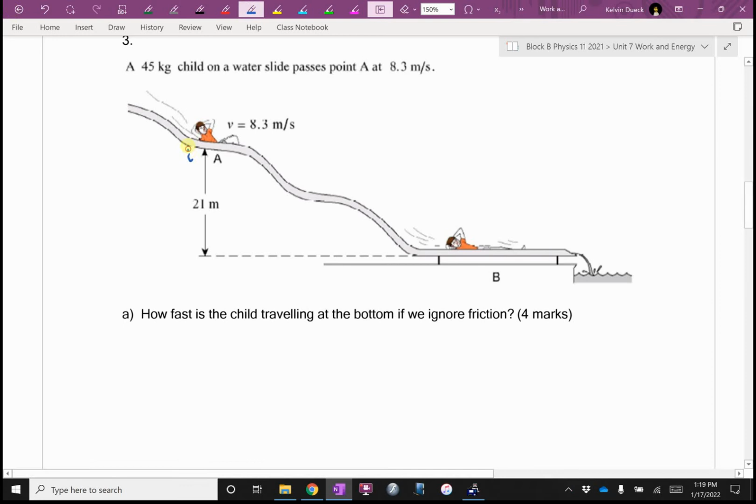So I put a little letter I right here, a little letter F right here, and I said to myself, is there a change in height? Is there a change in speed? Is there a yucky curvy path? Conservation of energy.